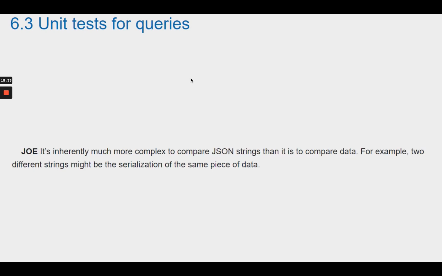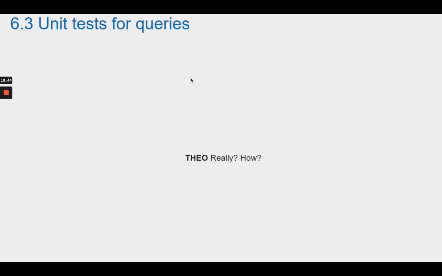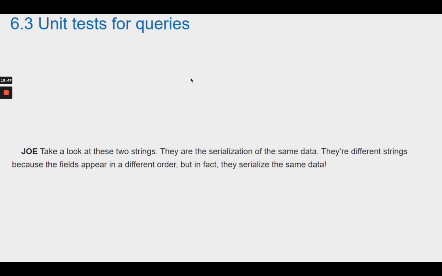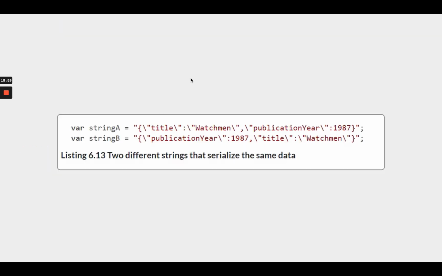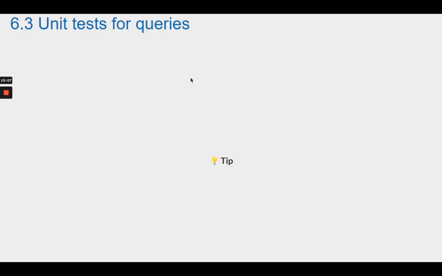Joe: It's inherently much more complex to compare JSON strings than it is to compare data. For example, two different strings might be the serialization of the same piece of data. Theo: Really? How? Joe: Take a look at these two strings. They are the serialization of the same data. They're different strings because the fields appear in a different order, but in fact, they serialize the same data. Joe turns his laptop to Theo. As Theo looks at the code, he realizes that, once again, Joe is correct. Tip: Avoid using a string comparison in unit tests for functions that deal with data.